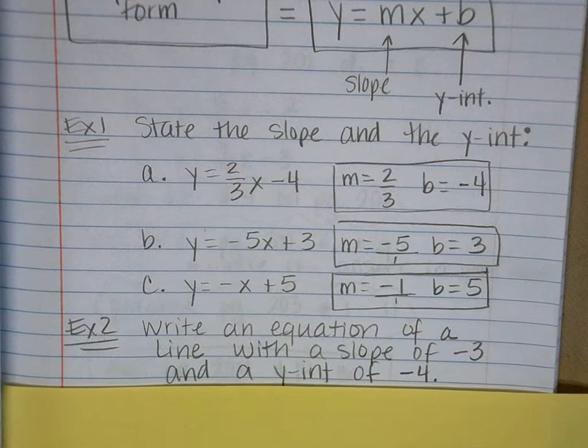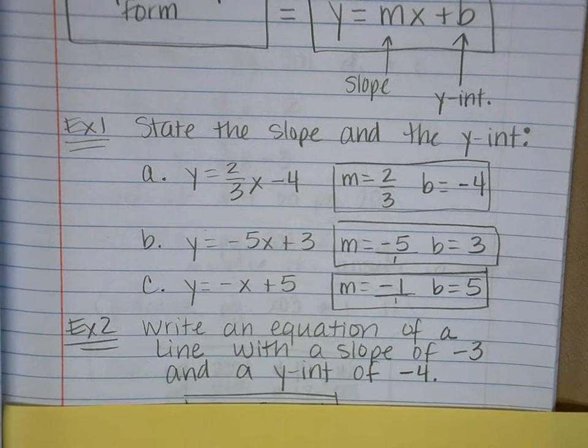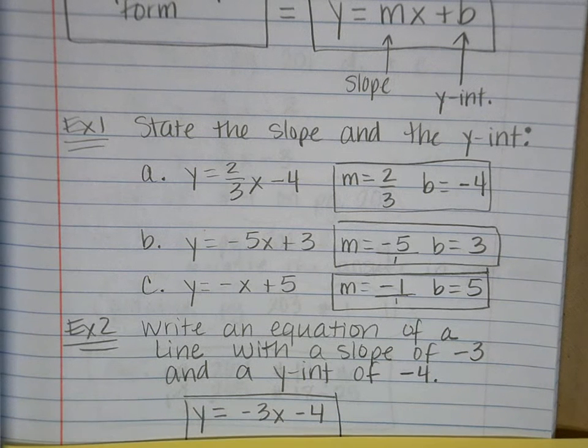You guys think you know it? Y equals negative 3x minus 4. So the slope was negative 3, that goes in front of the x. And the y-intercept was negative 4, that just goes after the x. The y equals doesn't change, the x doesn't change, you just put the numbers in the right place.